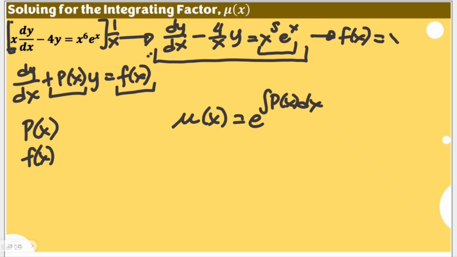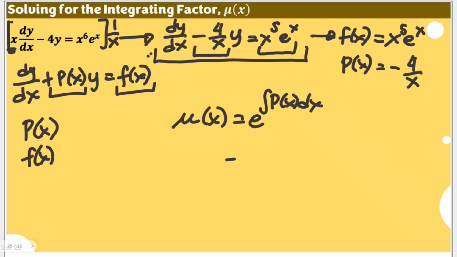With this item here is already your f of x. Again, it may not be used in this video, but it will be used in part 2, the continuation of this. You have x to the power of 5 times e to the power of x. That's your f of x. But for our p of x, we'll be taking the function with x. This is what is paired with the variable y, and that is actually minus 4 over x. Not just 4 over x, but more importantly, it's minus 4 over x. The operation before it becomes its sign.